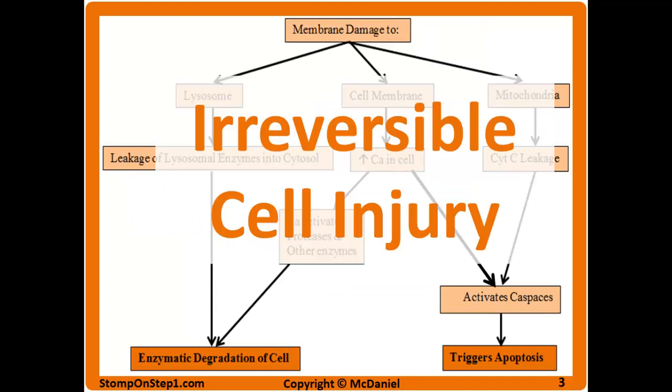Now we can go into irreversible cellular injury, which is a little bit more complicated. And depending on the size screen you're watching on or how good your internet is, this may be a little bit tough to read. But if you go to my website and the page for apoptosis and necrosis, I'll post a higher resolution photo of this if you're having trouble reading this.